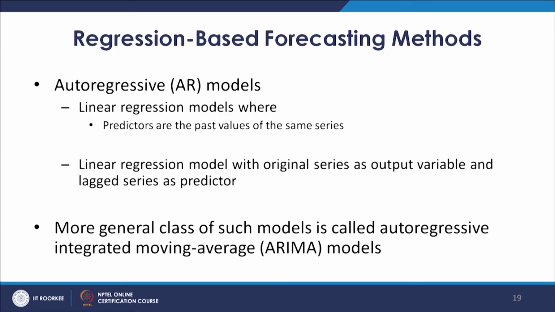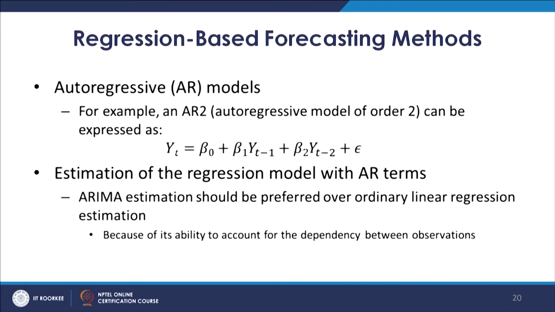So, in that sense the lagged series can also be used as a predictor in the regression model itself. Now, a more general class of such models is called autoregressive integrated moving average, or ARIMA models. So, these AR models are extended, and the moving average aspect is also integrated, then we reach the more general class which is called ARIMA models. Now, let us look at one example.